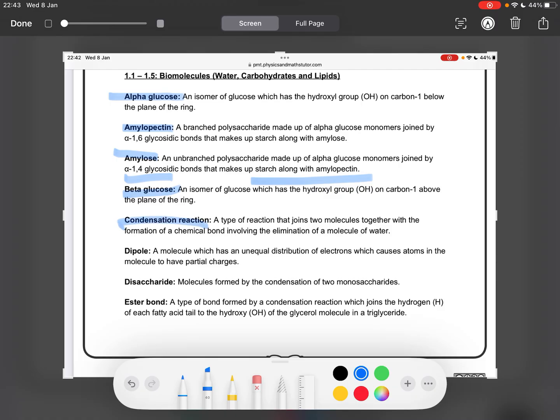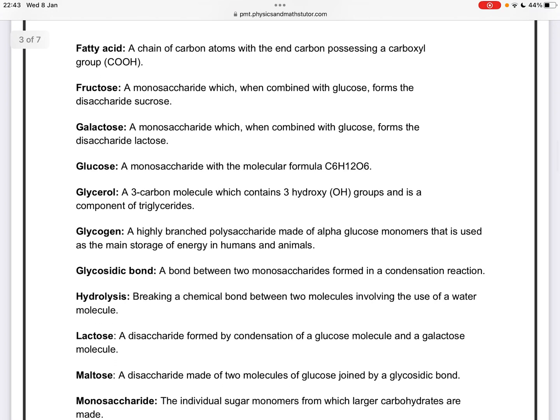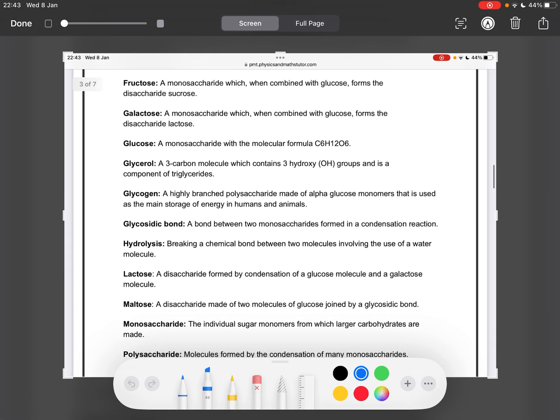Condensation reaction, a type of reaction that joins two molecules together with the formation of a chemical bond involving the elimination of a molecule of water. Dipole, a molecule which has an unequal distribution of electrons, which causes atoms in the molecule to have partial charges. Disaccharide, molecules formed by the condensation of two monosaccharides. We haven't covered ester bond yet. Fructose, a monosaccharide which when combined with glucose forms the disaccharide sucrose.